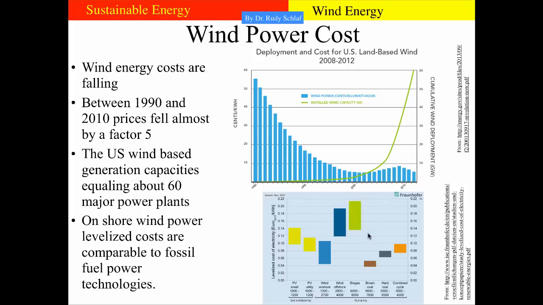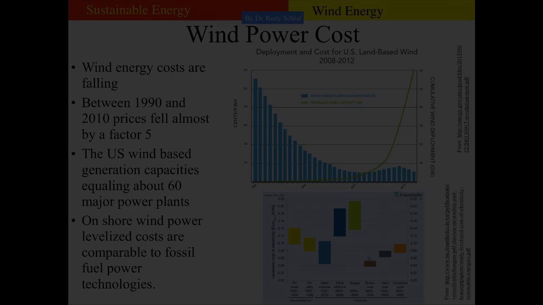The graph on the bottom comes from the Fraunhofer Institute in Germany. It compares the levelized cost of electricity across various generation methods. And so we have here photovoltaics and wind, onshore and offshore, biogas, and then conventional fossil fuels. And so you see that onshore wind is the only sustainable technology that is comparable to the fossil fuel-based technologies.